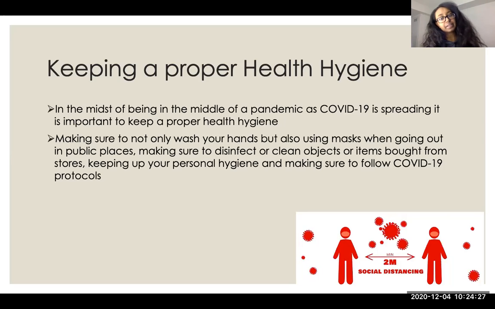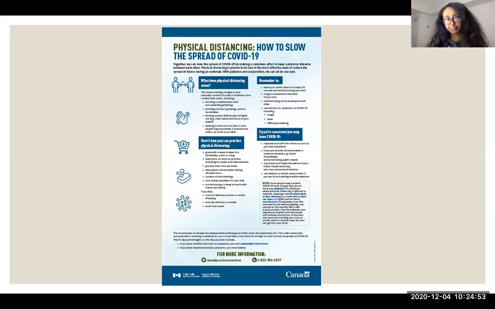So, in the middle of a pandemic, and COVID-19 is still spreading, it's important to keep proper health hygiene overall in general, and making sure not only to wash your hands, but also using masks when going out in public places, making sure to disinfect or clean objects or items bought from stores, keeping up your personal hygiene, and making sure to follow COVID-19 protocols. So here is a little poster I found with information on how to slow down the spread of COVID-19. This is by the Government of Canada, and it basically says to social distance or physical distancing, washing your hands, and making sure to not go out as much as possible.